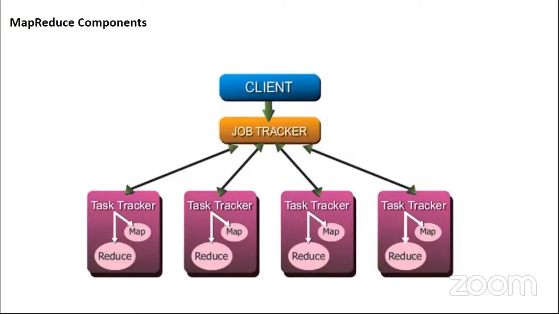Job tracker is a master daemon. Task trackers are the slave daemons. Map and reduce, right? There are two components of it again, map and reduce. Can we go to the next slide, sir?